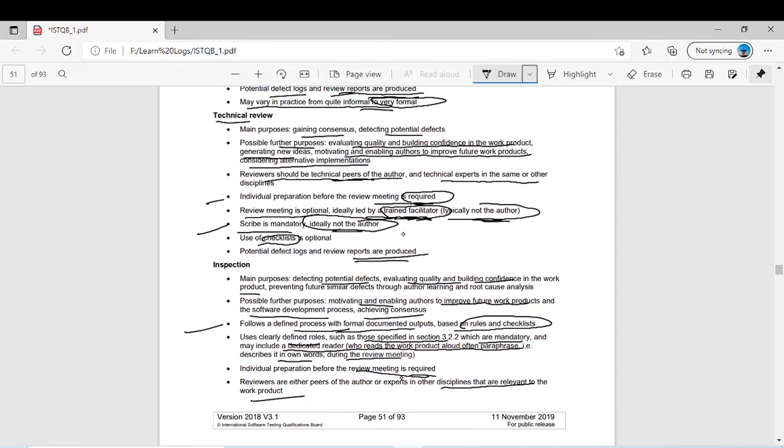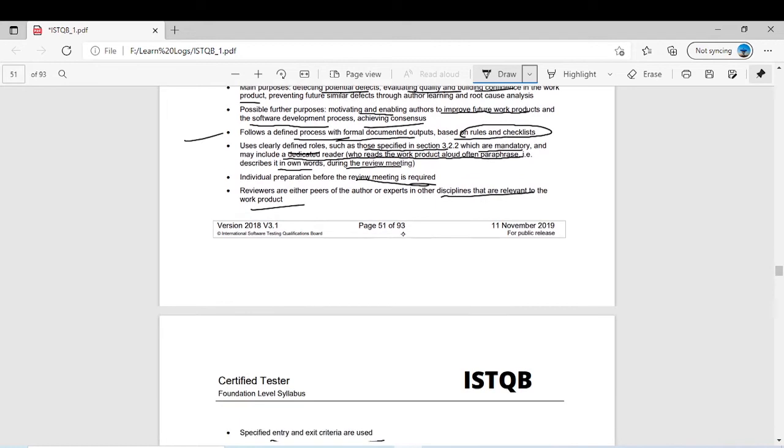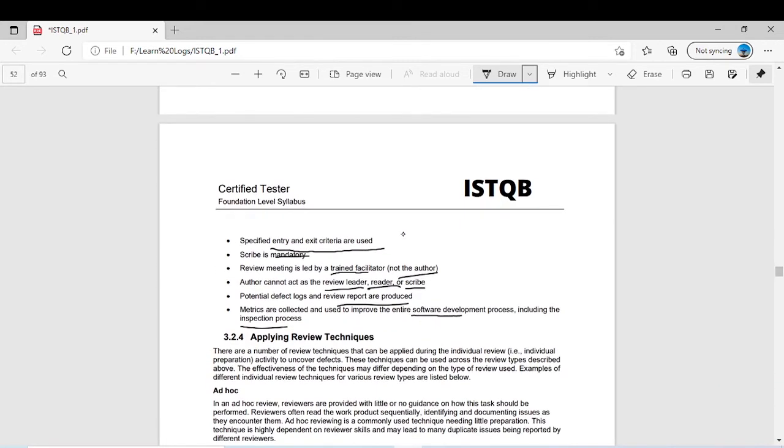Individual preparation is required. It was also required in technical review and inspection. Everything is required. Reviewers are either peers of the author or experts in other disciplines that are relevant to the work product. Specified entry and exit criteria are used, as this is the most formal review, you should know what the entry criteria for the review are and what the exit criteria will be. Scribe is mandatory. Review meeting is led by a trained facilitator, not the author. Author cannot act as a review leader, reader or scribe. Author will be a different person.